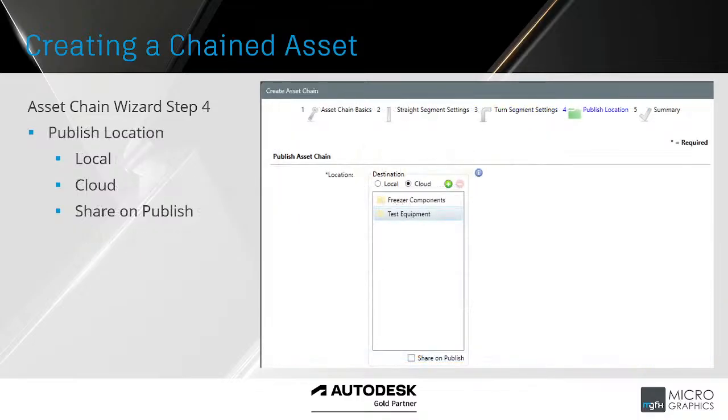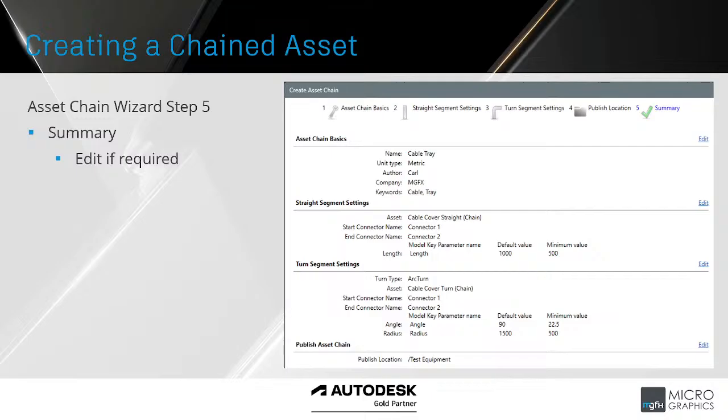Then lastly, you publish out your asset chain. So you would choose your publish location. Here I've got a cloud library called test equipment that I published this to. So you would select either a local or a cloud library destination. And from there, your last step is a summary where you can then edit and change things if needed. Otherwise, you would hit OK, and that will then publish that asset out.